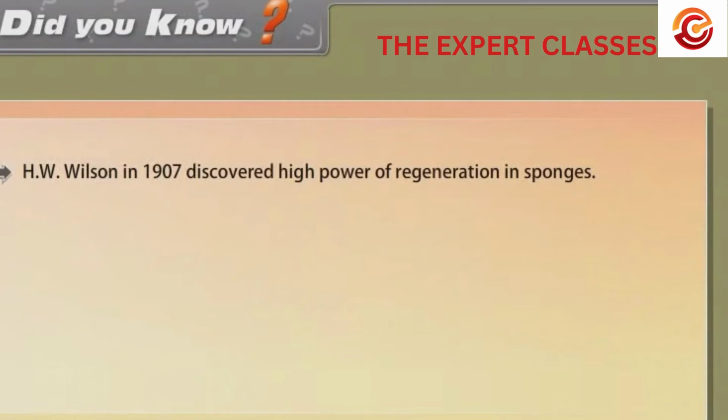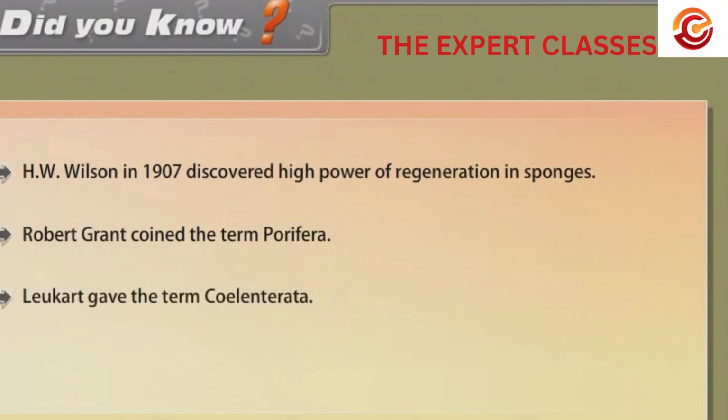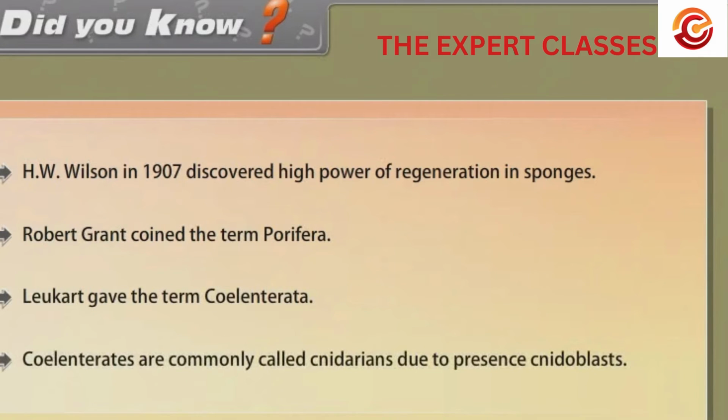Did you know? H. W. Wilson in 1907 discovered high power of regeneration in sponges. Robert Grant coined the term Porifera. Leuckart gave the term Coelenterata. Coelenterates are commonly called cnidarians due to the presence of cnidoblasts.